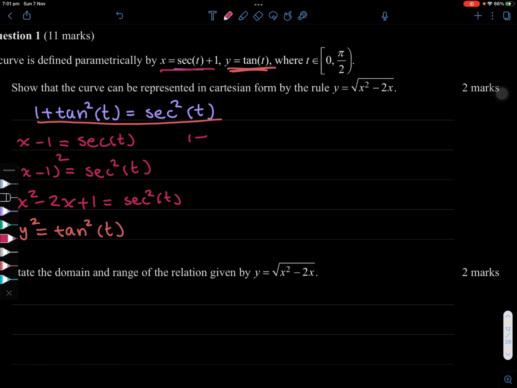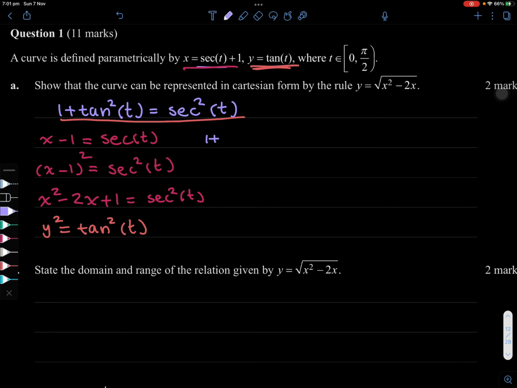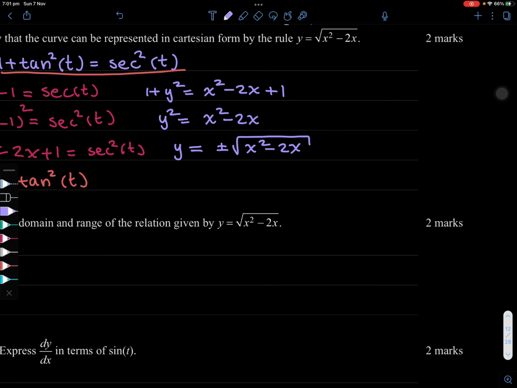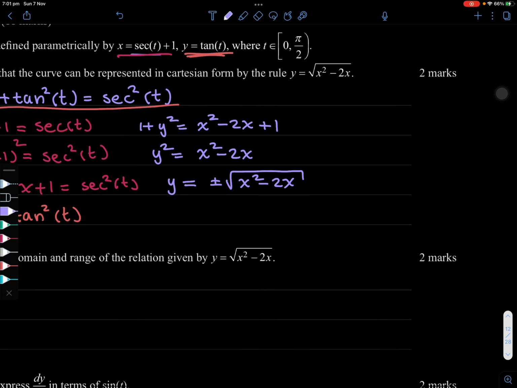So we go 1 plus tan squared t, which we just figured out to be y squared, is equal to sec squared t, which we just figured out to be x squared take 2x plus 1. Now, subtracting 1 to the other side gives us y squared is equal to x squared take 2x. And square rooting both sides gives us y is equal to plus or minus root x squared take 2x. Now, the main issue here is we have a plus or minus. How do we know which one to use? We need to figure out the range of y.